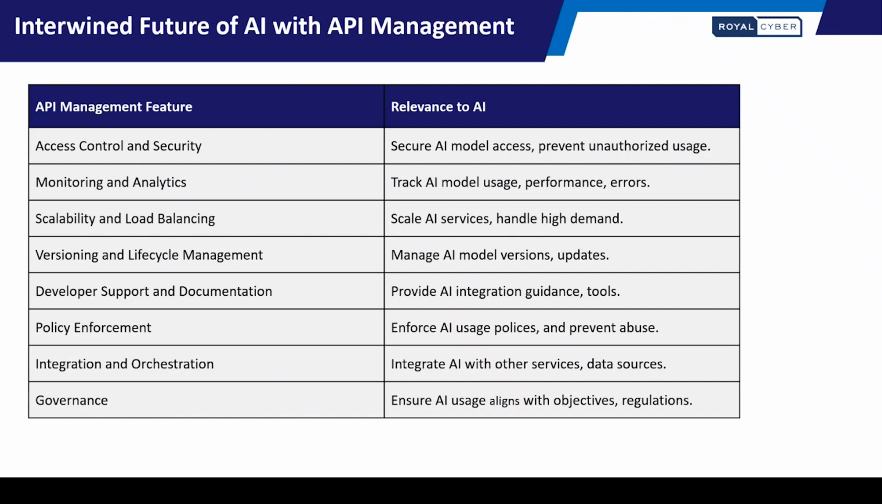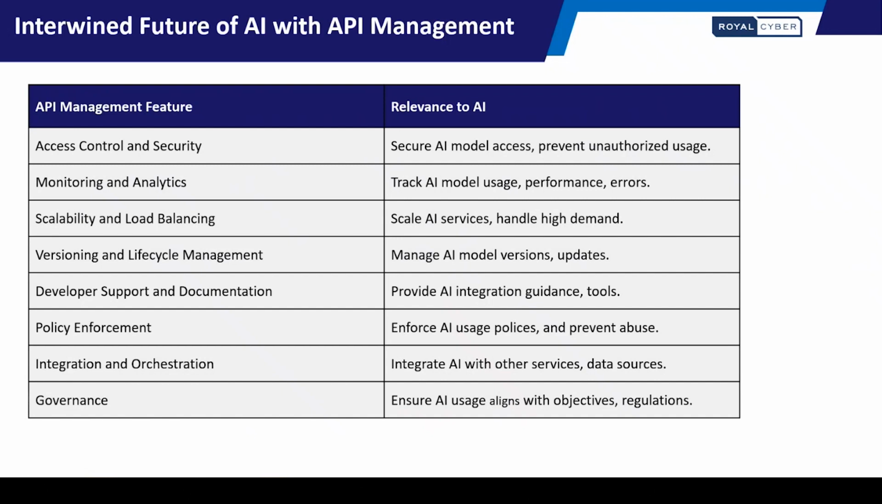Monitoring and analytics helps enable the tracking and analysis of API usage, performance, and errors. It is relevant to AI because monitoring AI APIs helps in understanding how AI models are used, identifying performance bottlenecks, and ensuring that the models are delivering accurate predictions. This feedback loop is essential for maintaining and improving AI systems.